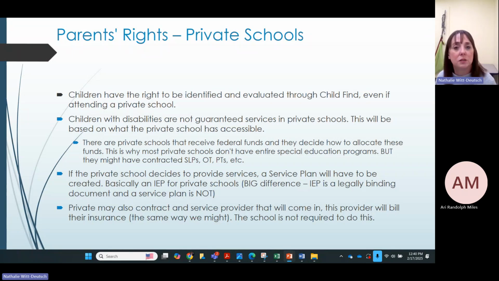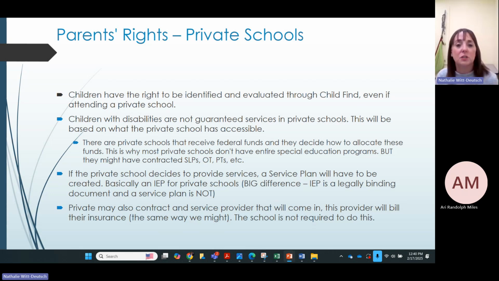If the private school does decide to provide services, a service plan will have to be written. It's basically an IEP for private schools, but the big difference is that an IEP is legally binding because it's under the federal law of IDEA, and a service plan is not. It's just basically detailing that your child will receive these services for this amount of minutes within this private school placement, and this is what it'll look like. But it's not legally binding. So if they refuse to provide services or something happens, they can't be held liable to provide a free and appropriate education because the child is attending a private school.